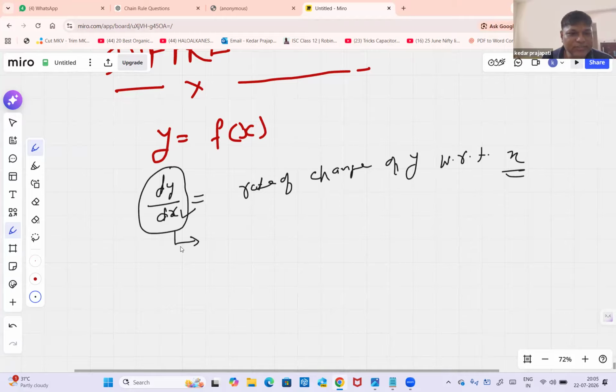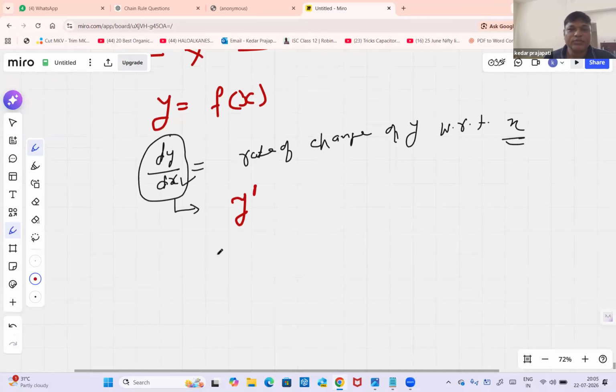This can also be denoted as, sometimes dy by dx is not given in the questions, they give y dash. So this y dash means rate of change. y dash is nothing but dy by dx.